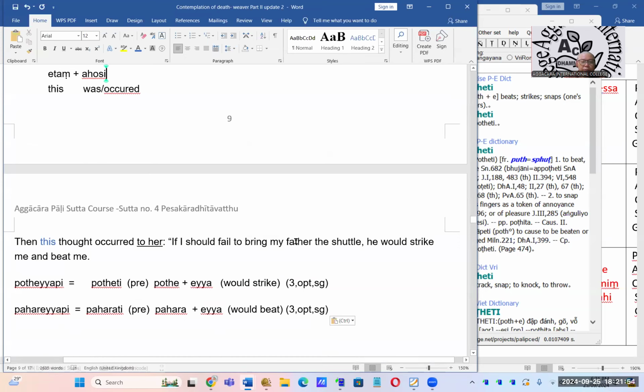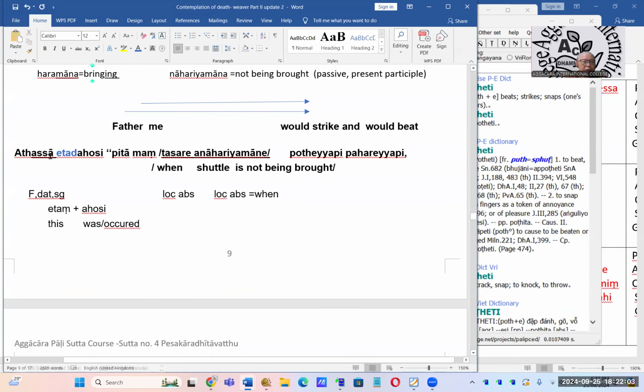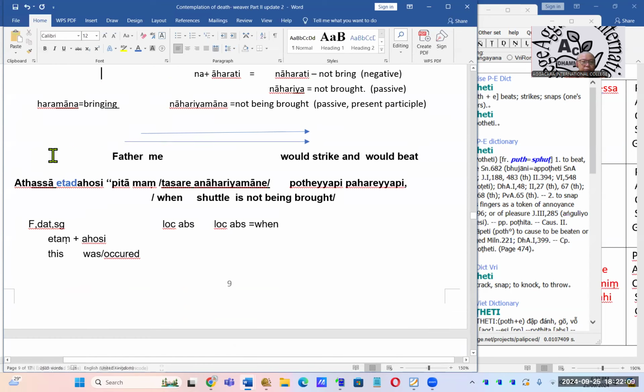So English translation: then this thought occurred to her. If I should fail to bring my father the shutter, he would strike me and beat me. Okay. So atta asa, then asa to her. Eta this ahosi, this thought occurred. Pita poteyapi, pita mom. My father would beat me, would strike and beat me. So actually you can just take out this clause first. Pita mom poteyapi. Pita mom pahareyapi. When is the time? Tasare ana hariyamane. All right.